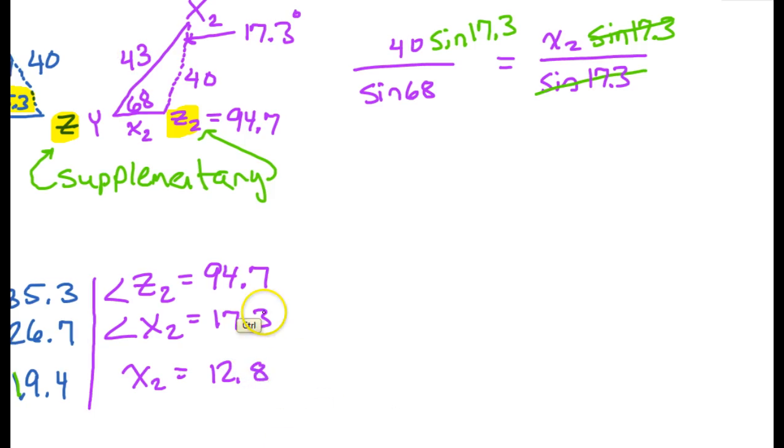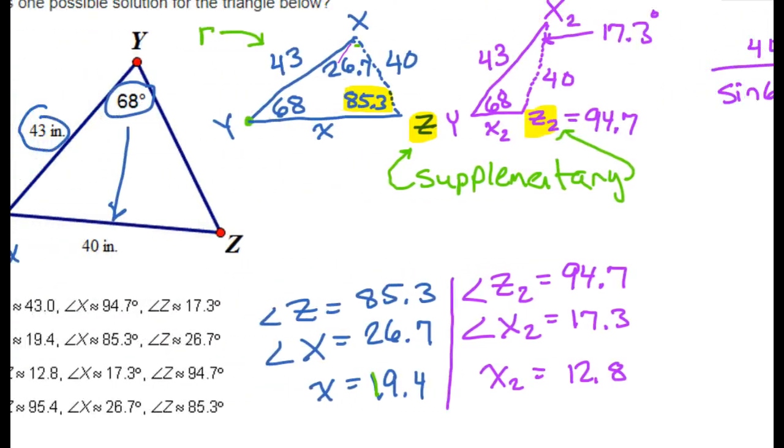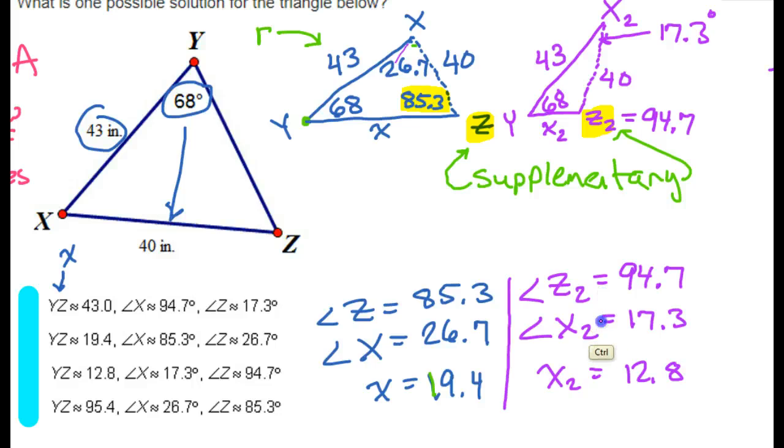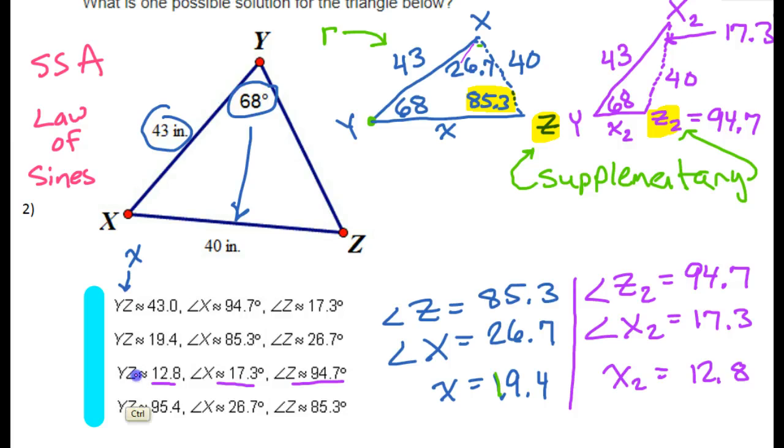Okay, so this is another possible solution. The first one didn't work out, so I'm hoping this one will match. So let's see. Let's start with the 12.8 because that's our YZ. And I do see 12.8 right here. Now that goes with an angle X of 17.3, which is what they have, and angle Z of 94.7, which is what they have. So the answer is the third option.